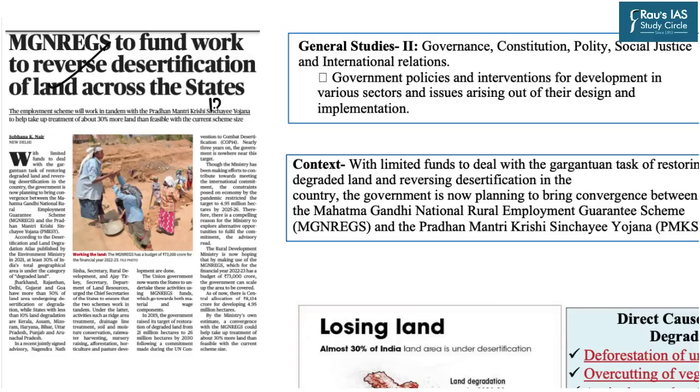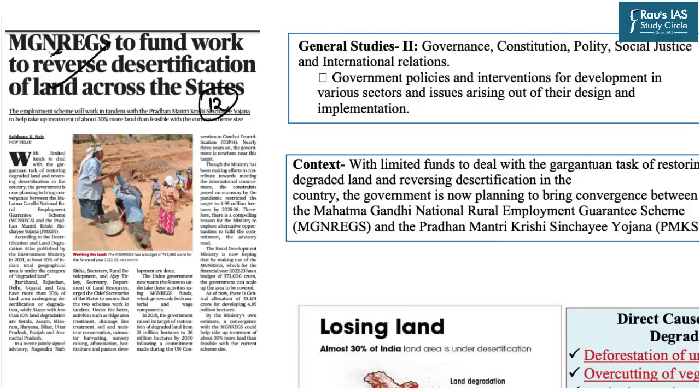This topic has appeared at page number 12 and is in relation to another very important aspect. The context of this topic is that the government is now thinking of linking the Mahatma Gandhi National Rural Employment Guarantee Scheme with the Pradhan Mantri Krishi Sinchai Yojana in order to tackle the challenges of land degradation as well as desertification. Now, this is a very good step from this particular perspective.